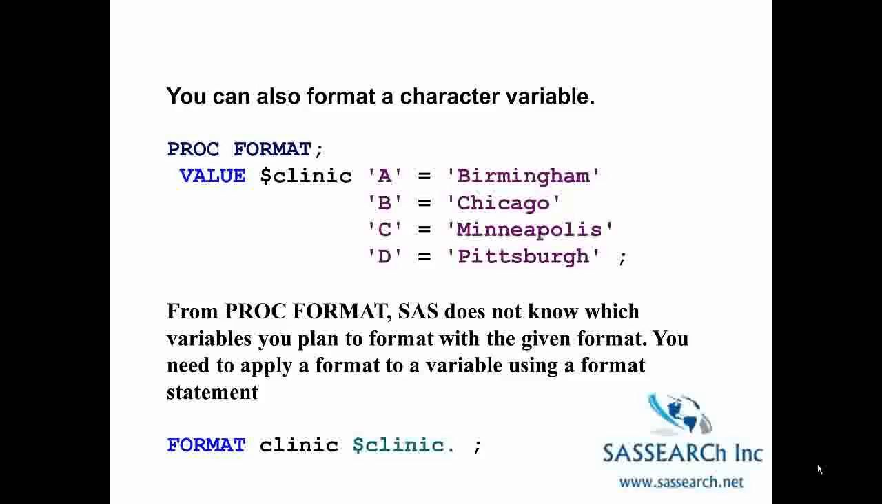You can also format a character variable. So here we have proc format value $clinic where A equals Birmingham. So if you were a subject from Clinic A, that would mean you were a subject from Birmingham. B equals Chicago, C equals Minneapolis, and D equals Pittsburgh. So this is a format that's going to be attached to a variable that's a character variable, and it has the responses A, B, C, or D.